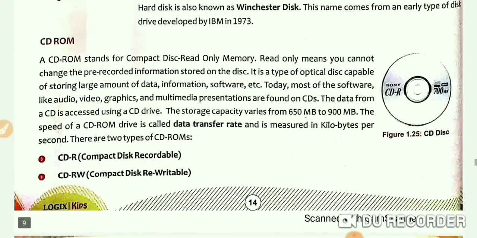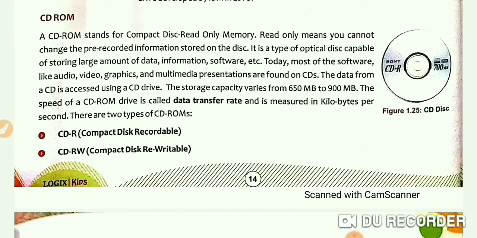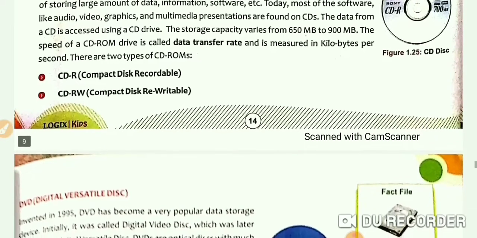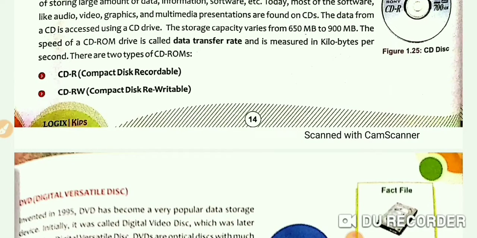Now the next storage device is CD-ROM. CD-ROM stands for compact disk read-only memory. Read-only means you cannot change the pre-recorded information stored in the disk. It is a type of optical disk capable of storing large amount of data, information, software, etc. Now there are two types of CD-ROMs, that is CDR and CDRW. CDR means compact disk recordable and CDRW compact disk rewritable. These are the disks in which we can change the data.